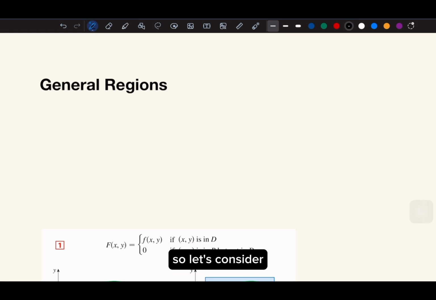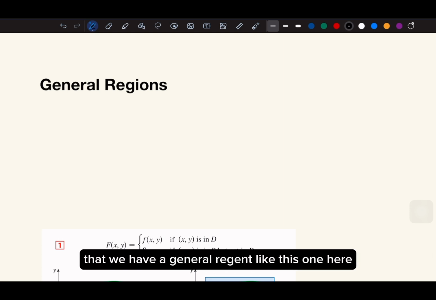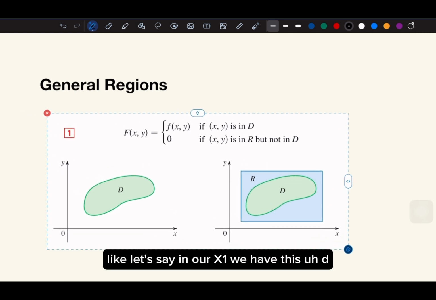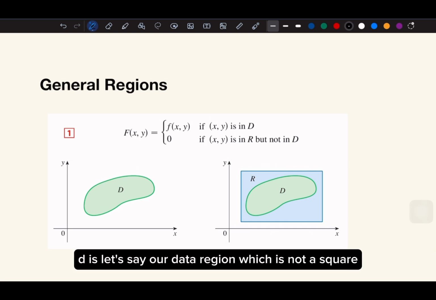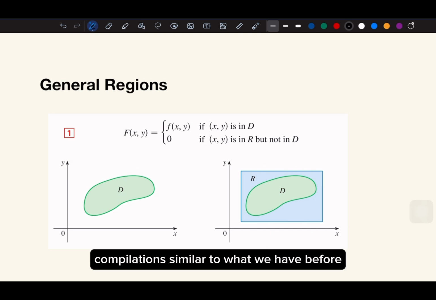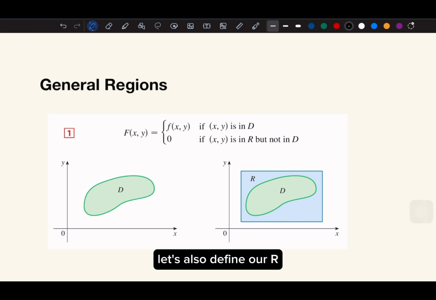So let's consider that we have a general region like this one here. Let's say in our xy we have this D. Okay? D is, let's say, our general region, which is not a square. But to make our calculations similar to what we had before, let's also define our R. This is our R, and inside R is our D.